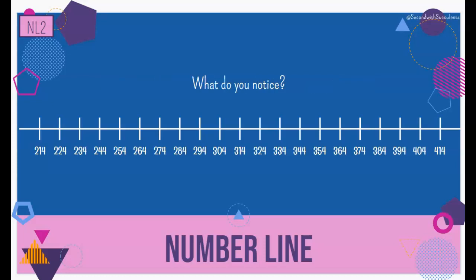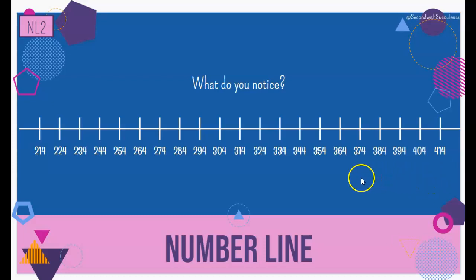Now, what do you notice about this number line? You may have noticed a few different things. One thing you may have noticed is that if we are looking at our three-digit numbers in our ones place, we're always seeing the number 4. 214, 224, there's still a 4 in the ones place. All the way to the end of our number line, there's a 4 in the ones place. What else did you notice?